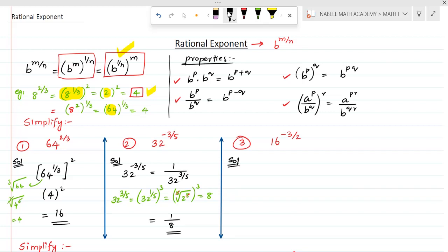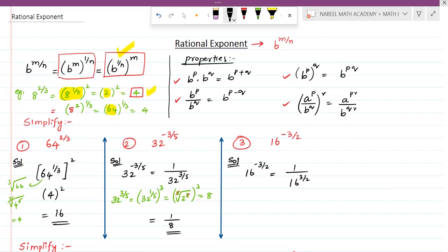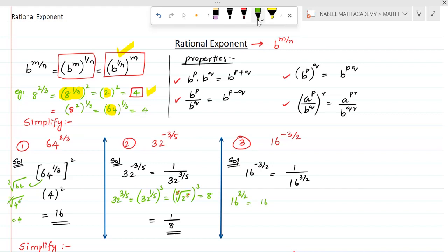Now here also the same rule. So I have to flip it first because of the negative powers we have: 1 over 16 to the power 3 over 2. So I will apply the 3 over 2 here. 16 to the power 3 over 2, I have to apply the 1 over 2 first, after that power 3. So here we will have the square root of 16.